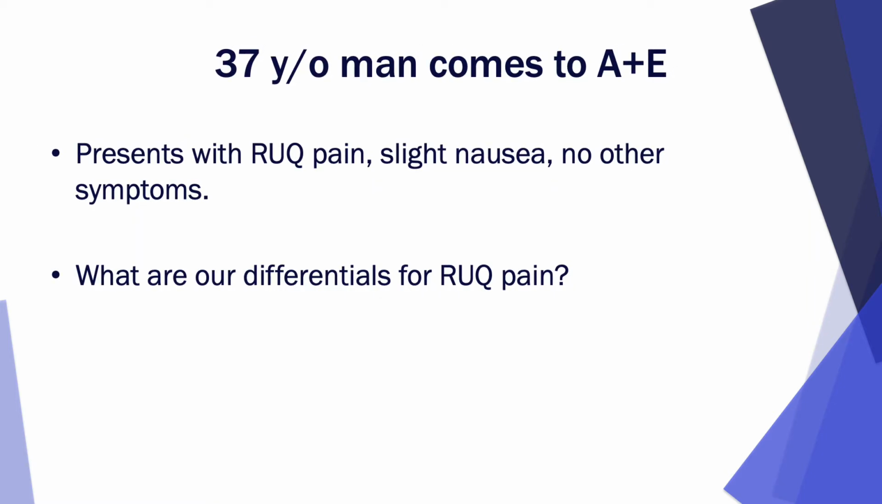So we're going to go over those 4 different diseases using a case-based presentation. You've got a 37-year-old man who's come into your A&E department and you're seeing him. He comes in saying he's got right upper quadrant pain. He feels a little bit sick, but no other symptoms at the moment. So just take a minute, pause the video, and jot down some of your differentials for right upper quadrant pain.